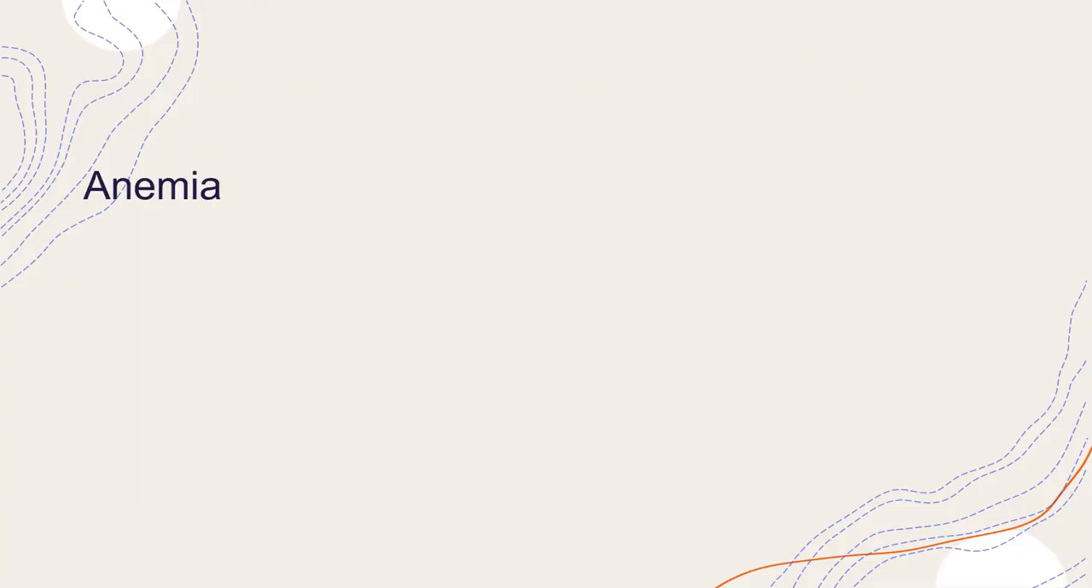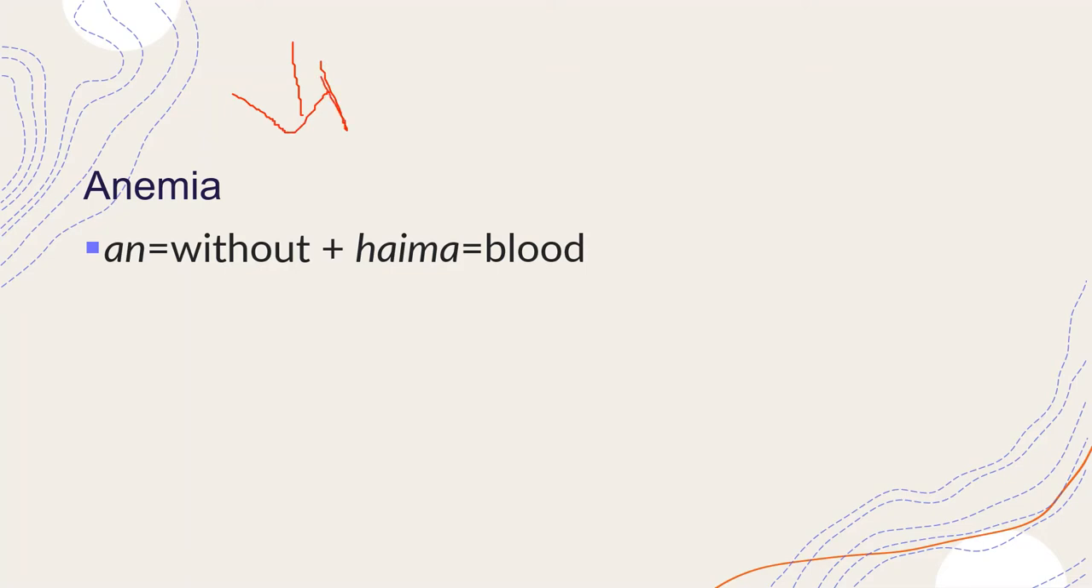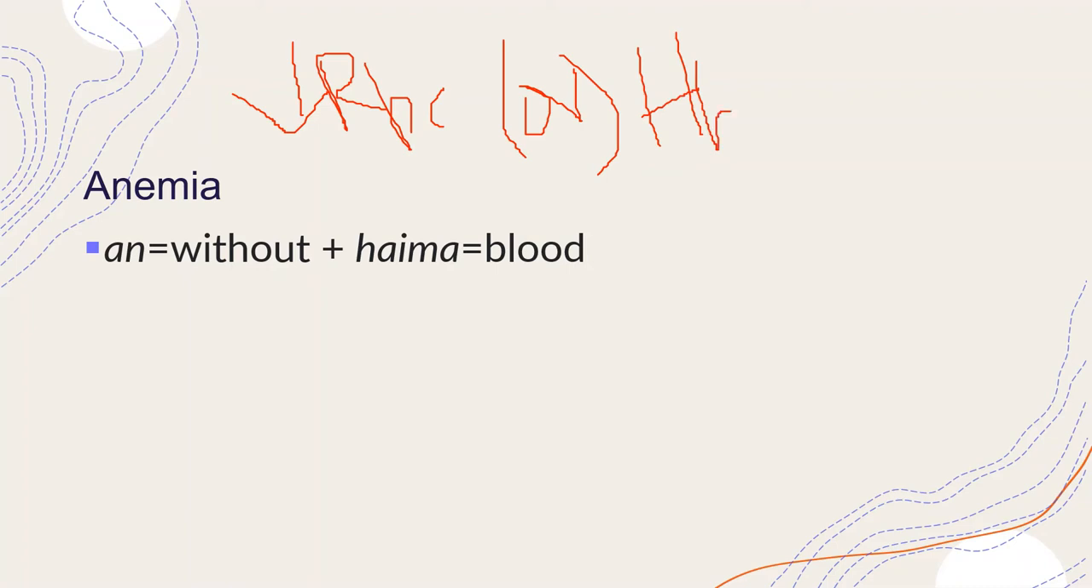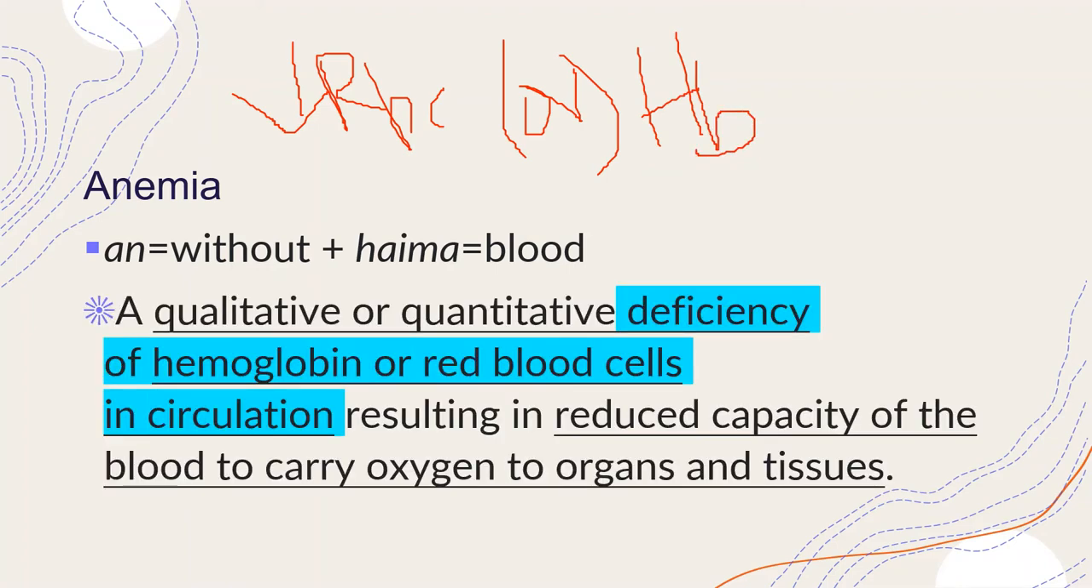The term anemia is formed of two word parts, which are an, meaning without, and hema, meaning blood. By definition, anemia can be described as a condition where there is a decrease in the RBCs or hemoglobin in the blood. It can be defined as the qualitative, that is the decrease in the function, or quantitative, that is the decrease in the number of RBCs or hemoglobin that leads to decrease in the capacity of the blood to carry oxygen to organs and tissues.